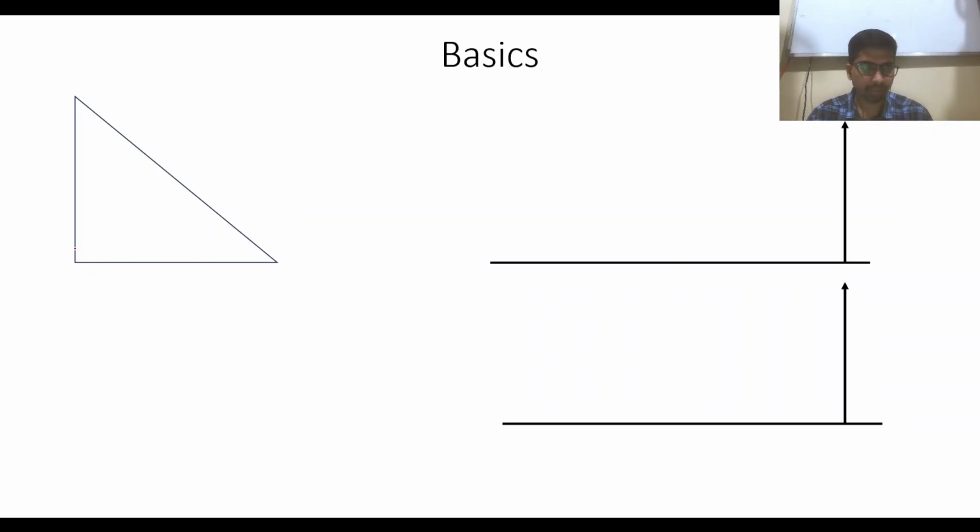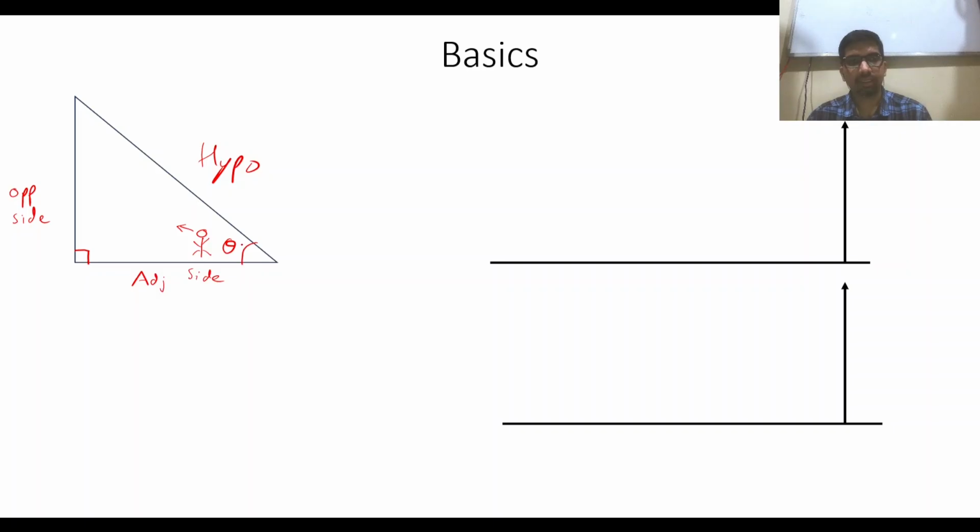Whenever you have a right angle triangle, this angle will be 90 degrees, and the side opposite to the right angle, this 90 degrees, is called the hypotenuse. This angle is theta. Theta means any angle. Suppose you are standing over here, you will be looking on this side. So this side is the opposite side, and the side on which you are standing is called the adjacent side.